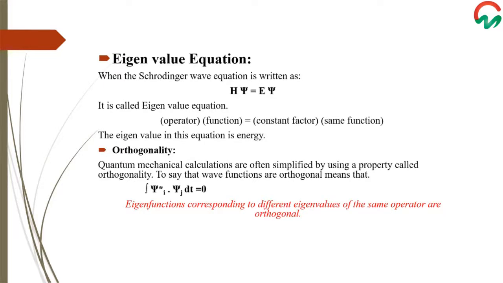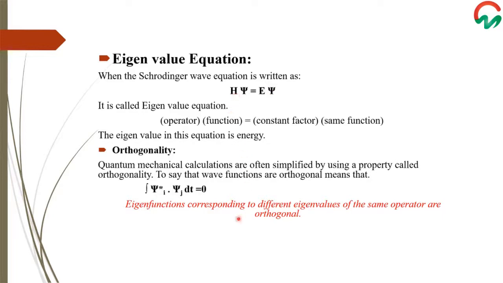Schrodinger wave equation is also called the eigenvalue equation when it is written in the form H psi equals E psi. We call an equation an eigenvalue equation when an operator operates on a function and we get some constant factor times the same function back. In this equation, the eigenvalue is energy and H is an operator called the Hamiltonian operator.